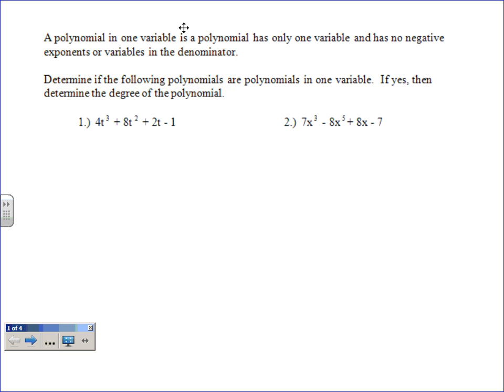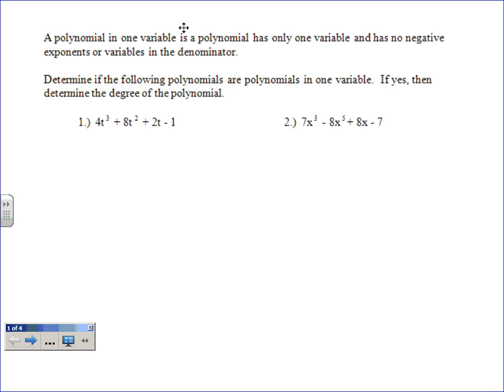Polynomial in one variable simply states that there's just one variable in there. That's pretty straightforward. It actually tells you what it should have. There's a key, though. It can have no negative exponents or variables in the denominator. Believe it or not, if you remember, that's really saying the same thing. Because when we had variables in the denominator, we could move them up and make them unhappy, make them negative. Okay, so no negative exponents or variables in the denominator. That's a no-no.